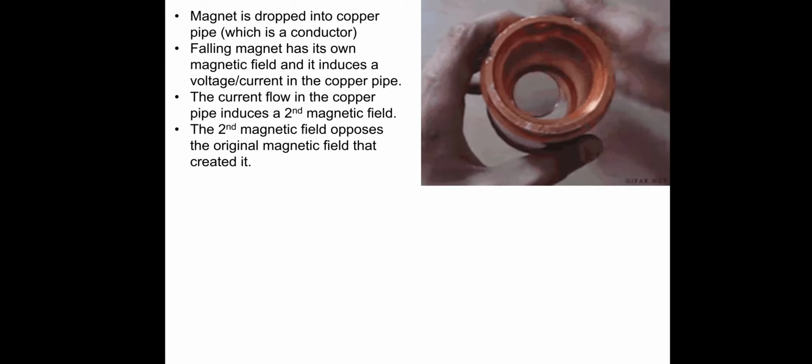The falling magnet has its own magnetic field, and it induces a voltage and therefore current in the copper pipe. The current flowing in the copper pipe induces a second magnetic field, and the second magnetic field opposes the original magnetic field that created it. Therefore, the magnet's descent will slow, or it falls at a slower rate, words to that effect. As the magnet slows down, the amount of current produced will diminish, and it will reduce the strength of the second magnetic field, and the magnet will fall at a steady rate once an equilibrium has been set. Hopefully you remember that from last lesson, and that went okay. If not, it's just extra practice.